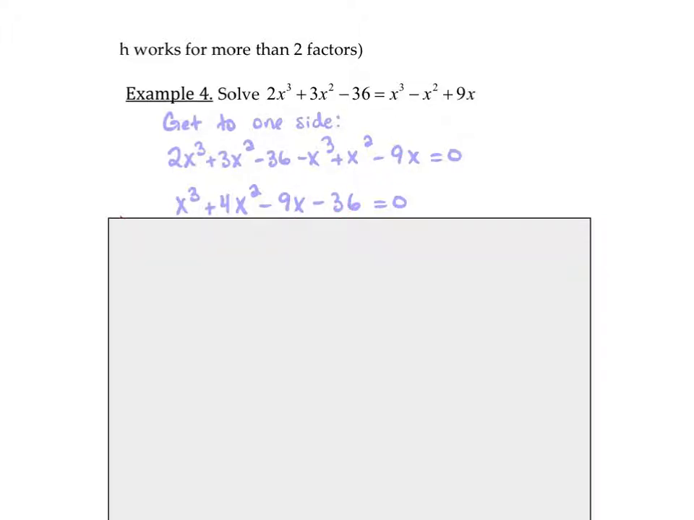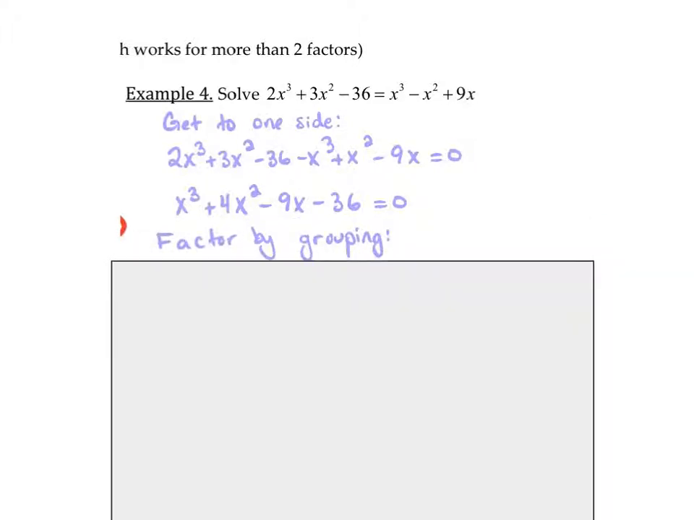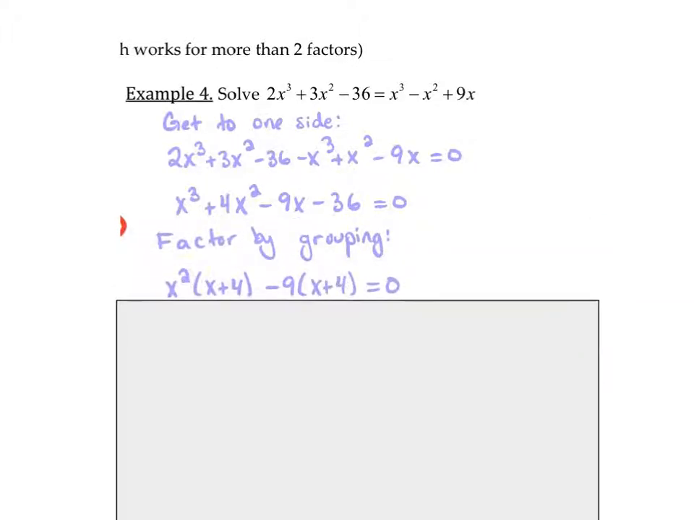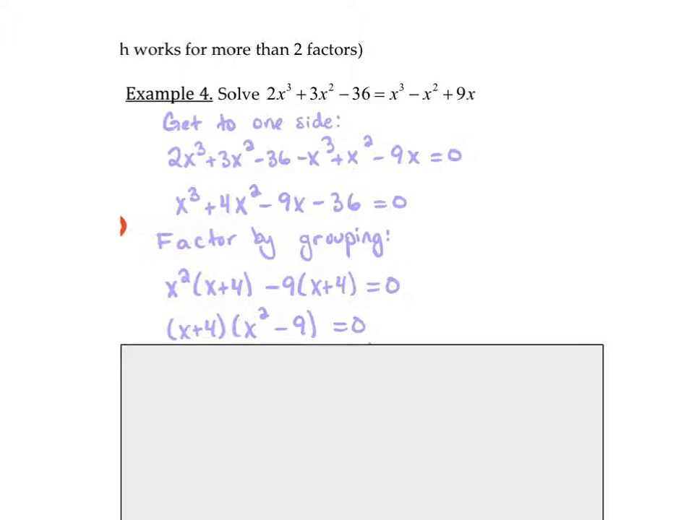When you have a 4-term polynomial, you should try to factor by grouping. So this first group has a GCF of x squared, and this second group has a GCF of 9. Actually negative 9, now that I'm looking at it. So I will factor out by grouping. I've factored an x squared out of the first group and a negative 9 out of the second group. Then I have a common binomial factor of x plus 4, and then an x squared subtract 9.